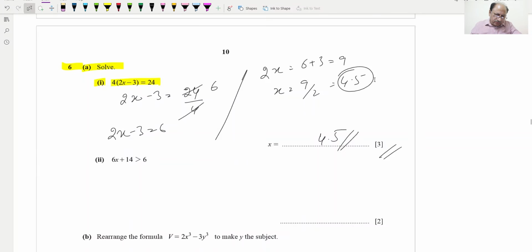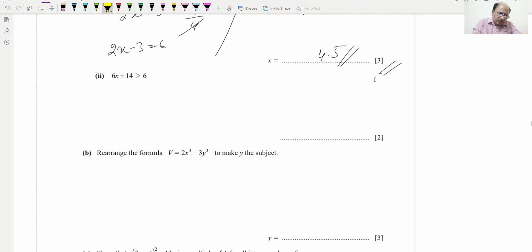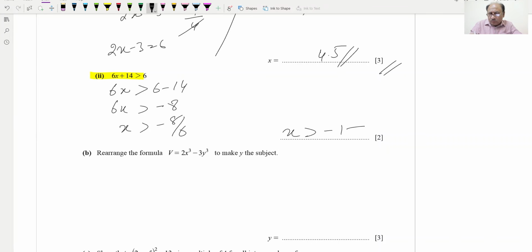3 marks question. And the next inequality is 6x plus 14 is greater than 6, so we can send 14 to the other side. So 6x is greater than 6 minus 14, which is minus 8, so x is greater than minus 8 by 6, which we can write as x is greater than minus 1 whole 1 by 3. This is 2 mark question.